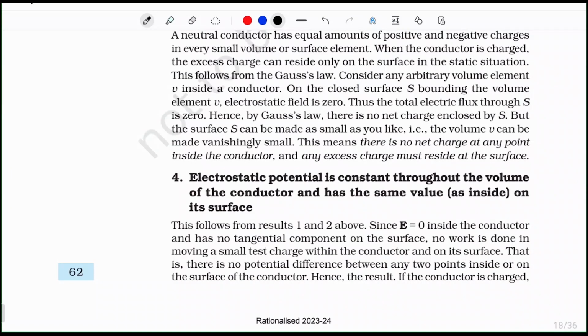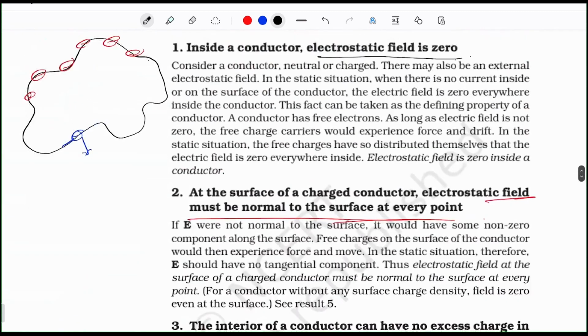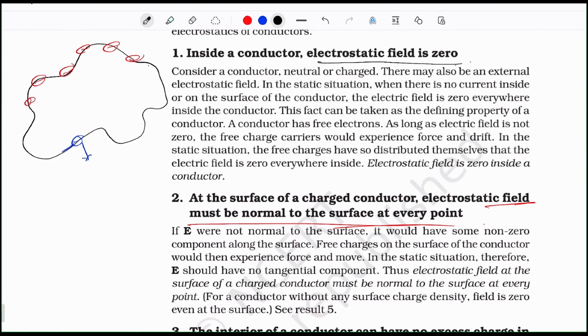The fourth property is that the electrostatic potential is constant throughout the volume of the conductor and has the same value on its surface. This should be intuitive because we've looked at a very similar case in the case of a hollow, uniformly charged sphere. The electrostatic field inside the conductor is zero, right? So because of that, your integral E dot dl is zero. As in, the change in the potential, as we looked at for the definition from last session, is the integral of E dot dl with a negative sign from point A to point B, right? Now, if the electrostatic field is zero at all points, this integral is clearly zero. So the change in potential is zero.